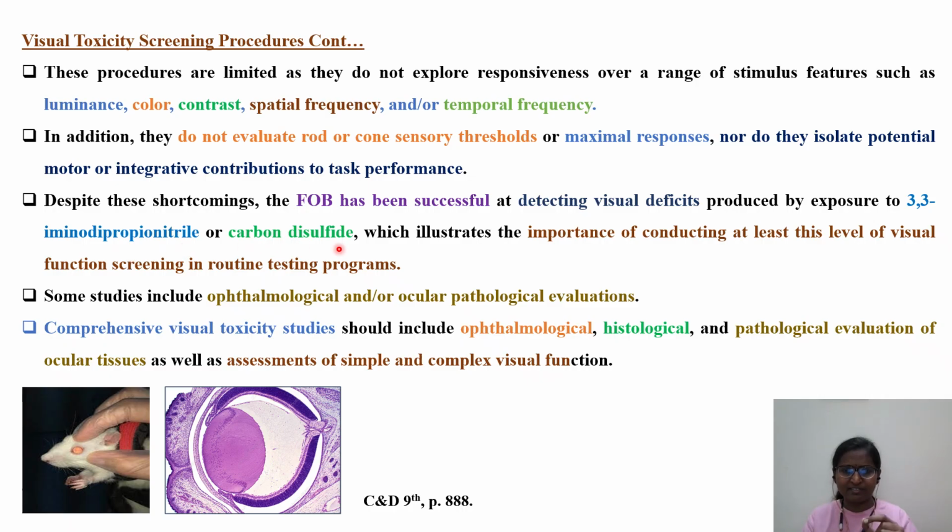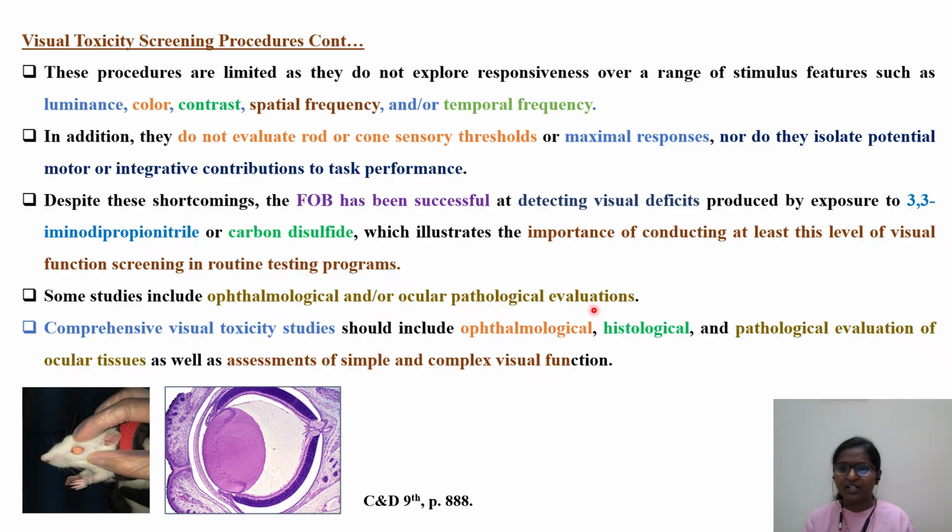So in the ocular toxicity section, please go back and read. Whenever there is a target organ toxicity in this textbook, at the end they will give you some 8 to 10 example chemicals and explain about the toxicity. In that list I have seen that carbon disulfide is also there. So go back and read how these chemicals are causing ocular toxicity. In the eye also different regions are there, and which part of the eye they are affecting, all those things you see, which illustrates the importance of conducting at least this level of visual function screening in routine testing programs. Okay, some studies include ophthalmological and ocular pathological evaluations.